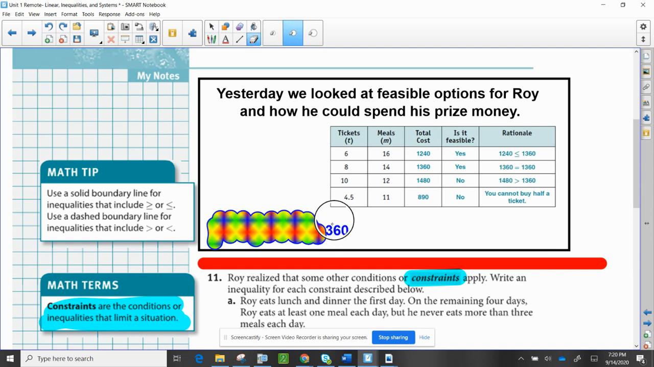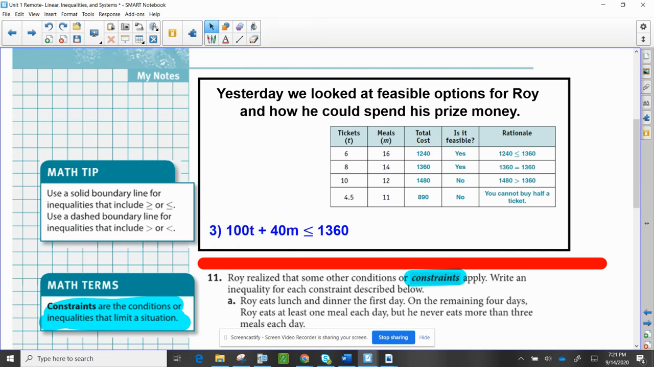So yesterday we came up with this inequality and we graphed it, where we had $100 per ticket plus $40 per meal. That has to be less than or equal to the money that he has to spend. Okay. So we had that equation yesterday that we graphed.